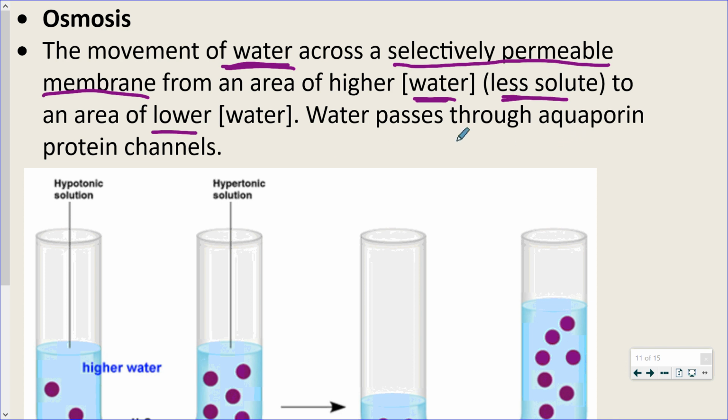So water passes through, not through the phospholipid bilayer. It cannot do that because water is polar. Anything that's polar, like water and glucose, can't pass through the phospholipid bilayer. It has to be facilitated diffusion. In this case, the protein has a name, and it is called aquaporin, but it is facilitated diffusion.